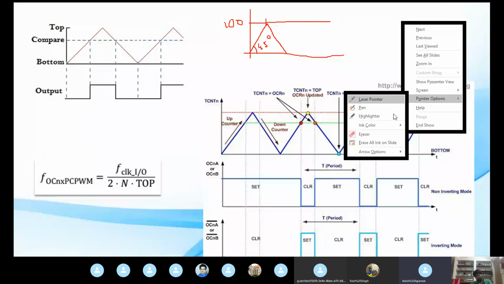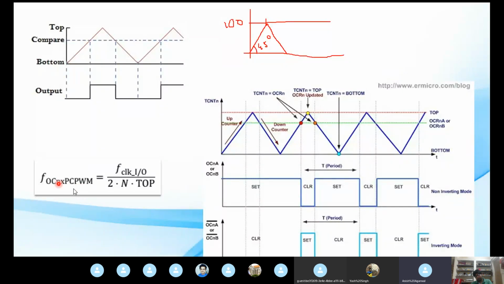So on the left side, you can see the equation F_OCnx. This is nothing but the frequency of the wave that we are giving. The frequency of the wave is equal to the clock frequency divided by 2 into top. You got the factor why we are multiplying twice into top, because the whole single time period is twice the value of top. Now coming to the n.